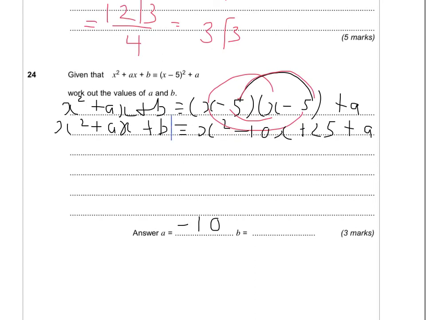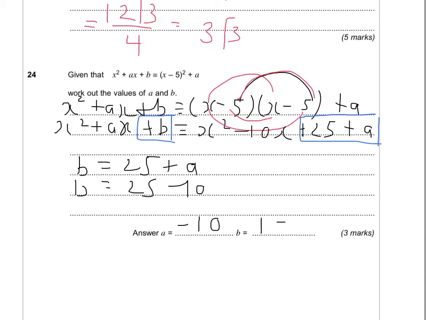And then to finish, we're saying the number plus b must be the same as 25 plus a. So we're saying b equals 25 plus a. And we know that a is minus 10, so it's 25 take 10, which is 15.